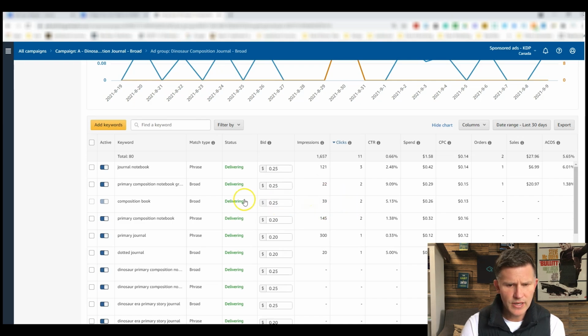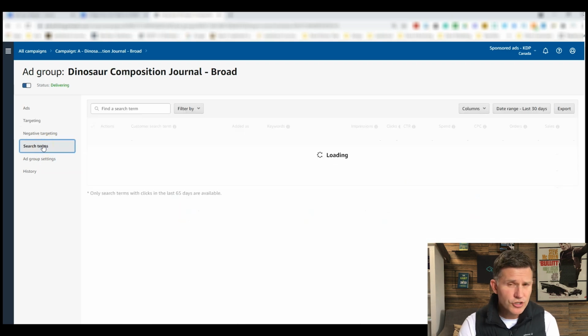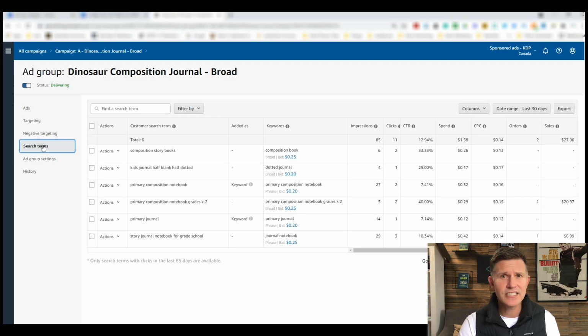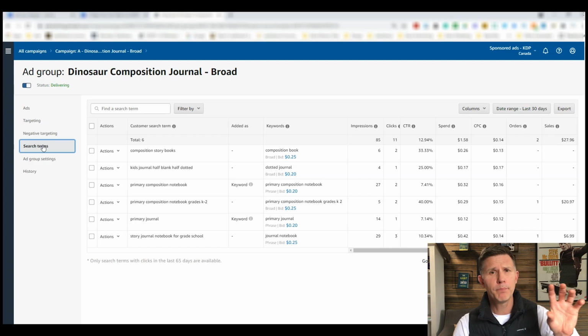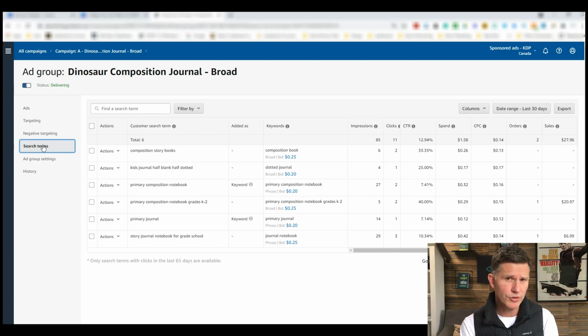And the next thing we need to do, so we found out what profitable words. Now we go back up here and we go to what we called our search terms. So search terms are what customers are actually looking for. We might have a broad term of composition notebook, but that is trying to match us up with a whole heap of different things. So what we need to do is go dig a bit deeper and find out.